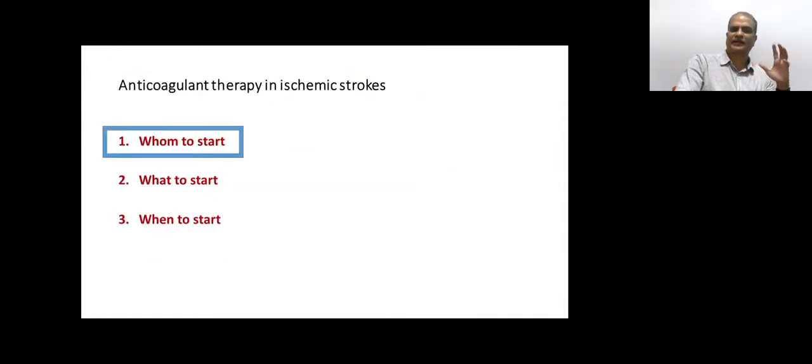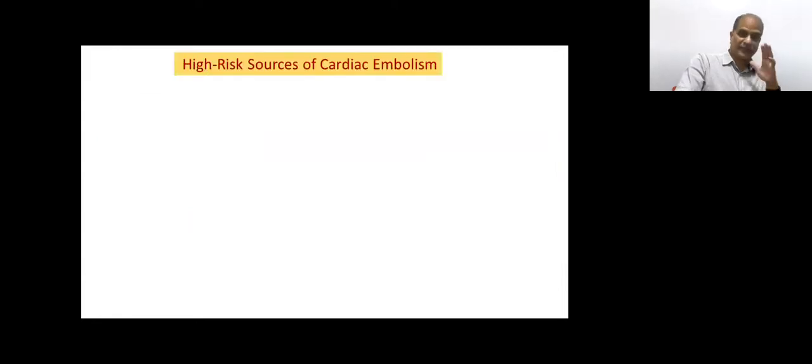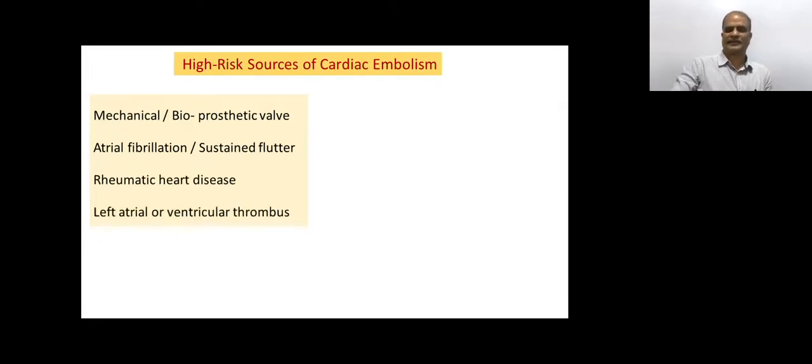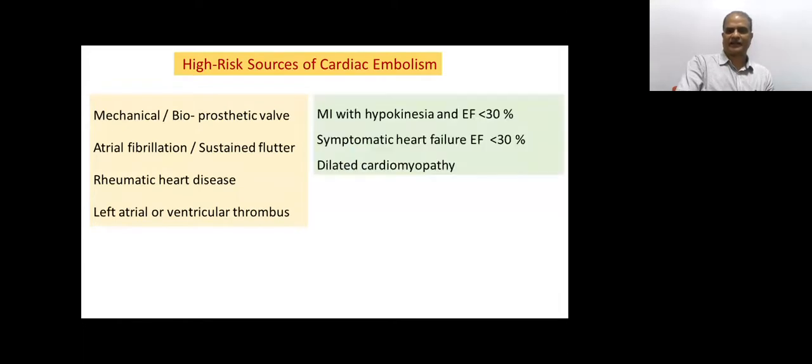First we'll see who the patients are who will benefit from these agents following a stroke or a TIA. There are some very high risk cardiac sources of embolism. One is a mechanical or bioprosthetic valve, where it goes without saying we have to use these agents. Then atrial fibrillation or sustained atrial flutter, rheumatic heart disease, and a thrombus in the left atrium or ventricle. So these are very defined indications. There are some other indications which we may not use too much, but we can use them. One is a patient coming with a stroke or a TIA following a myocardial infarction with a very low ejection fraction, less than 30%, or symptomatic heart failure.